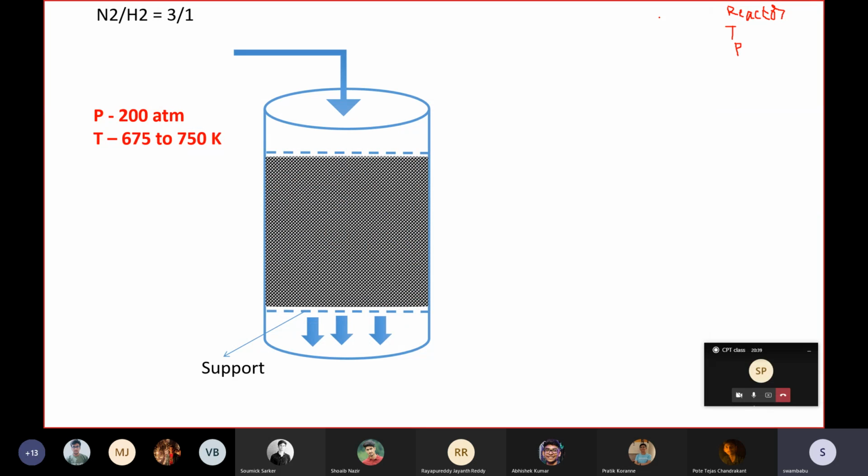Right. I hope you understand. It's a simple thing to understand. So we need to maintain this pressure and this temperature in the reactor. Can anyone say how we maintain this?